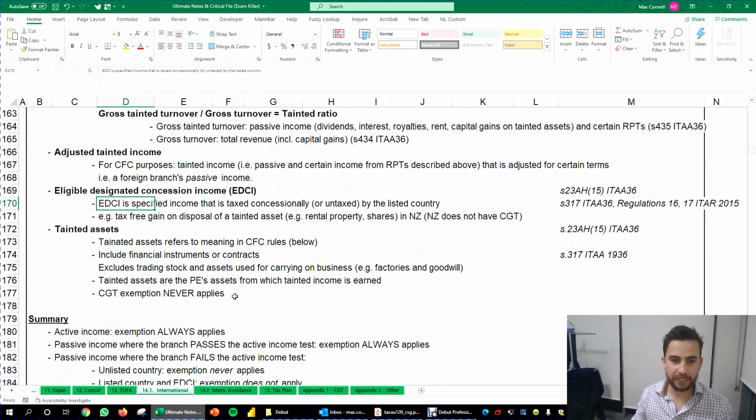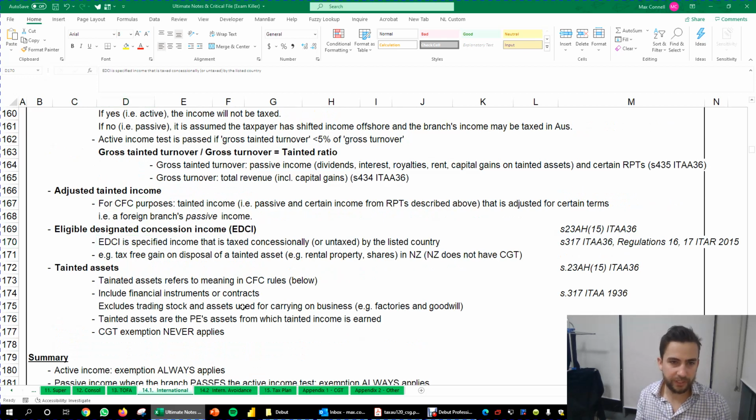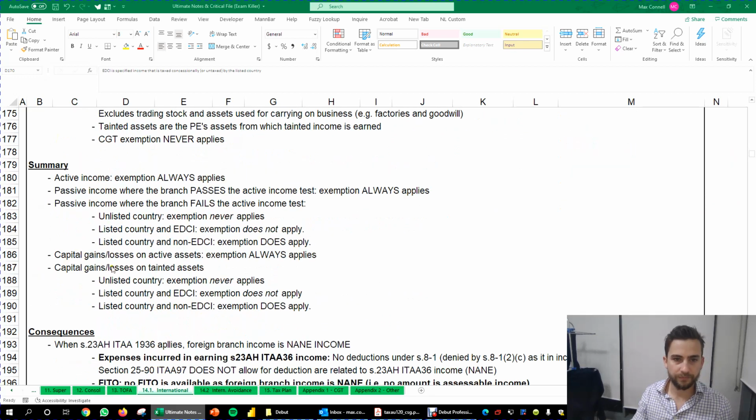So a tainted asset is an asset subject to the tainted income rules. It's basically anything which is passive and certain income from RPTs. So it includes financial instruments or contracts. CG exemption never applies for these. Tainted assets are the PE's assets from which the tainted income is earned.